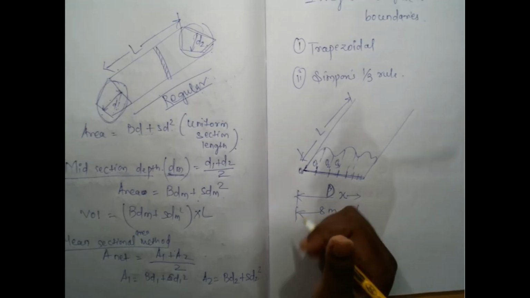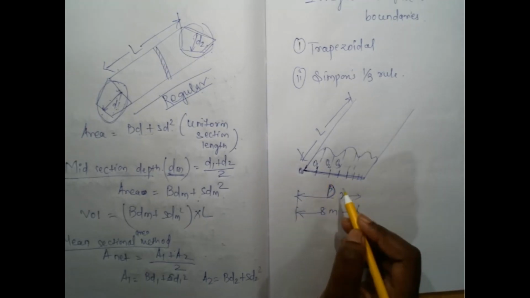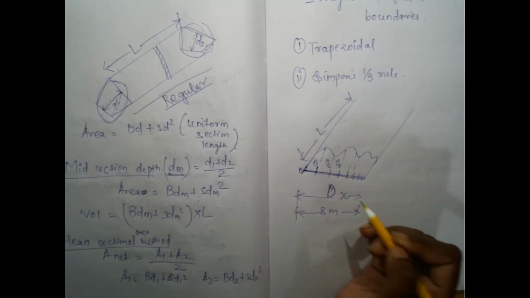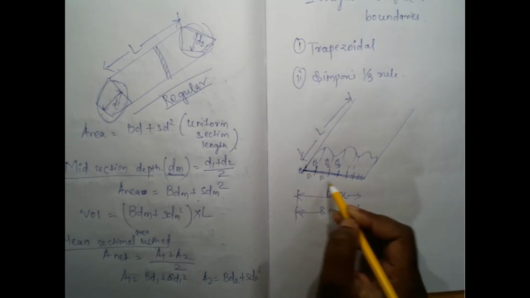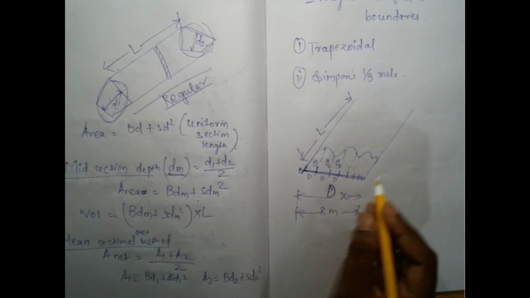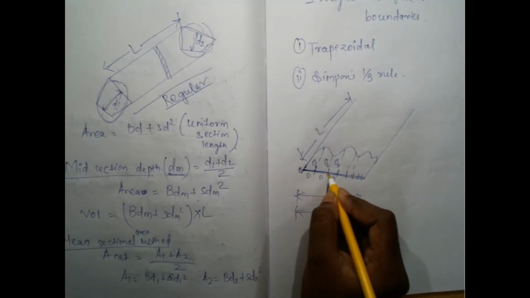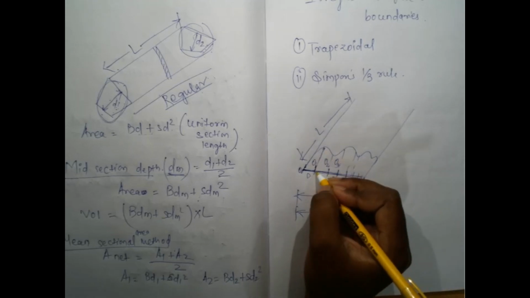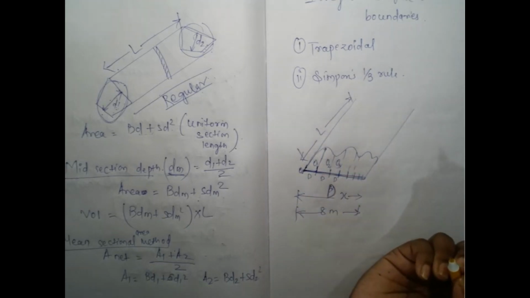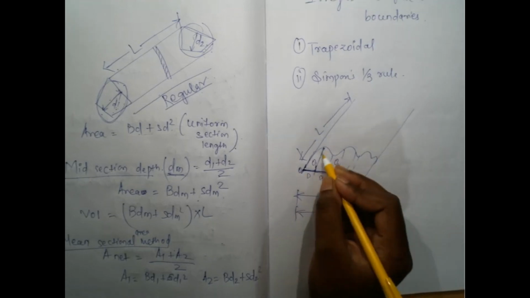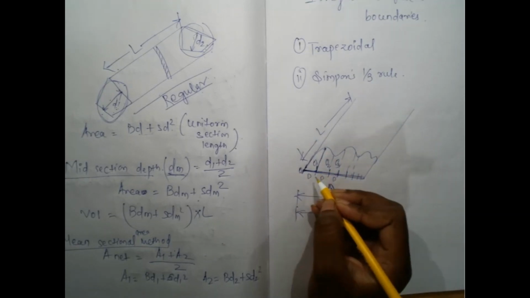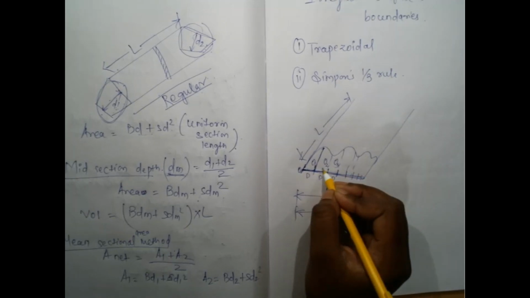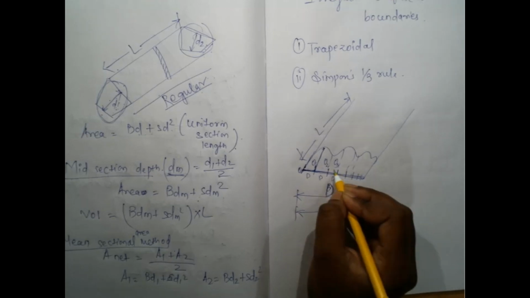So what we are going to do, if we are considering that this particular section is an equal section, suppose these are the D, we take an equal interval, one meter each, and take the ordinates, and assume that this portion is a trapezium. We will assume that this particular section is a trapezium. Then we will find the area of this particular section. Then we will find the area of this section.